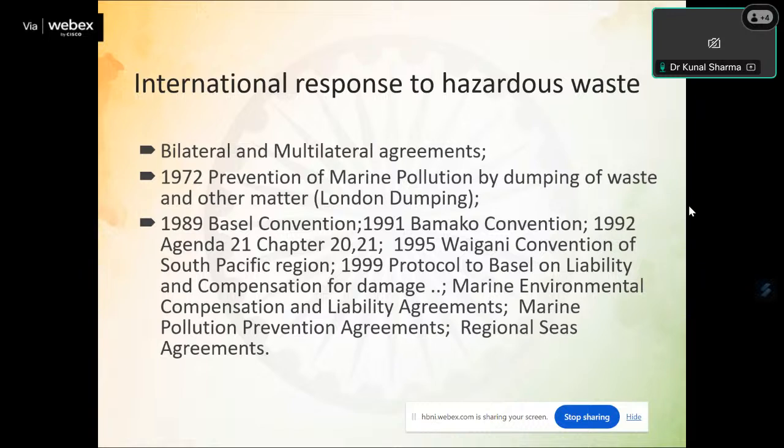In 1972, the prevention of marine pollution from the dumping of waste and other matter was addressed. It was called the London Dumping Convention, and then in 1989, the Basel Convention, the 1991 Bamako Convention, 1992 Agenda 21, and similarly n number of agreements there. Then compensation, liability, marine pollution prevention, regional seas. Everything is there, but among these, Basel was the most important, which talks about hazardous waste and the response to hazardous waste.